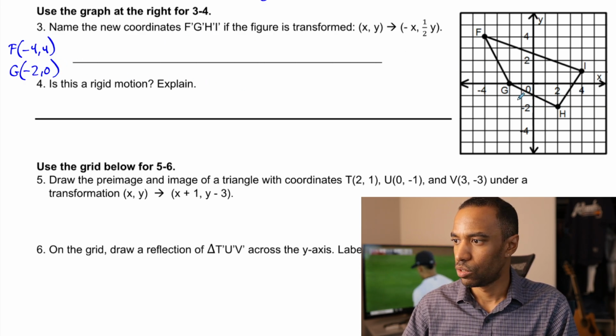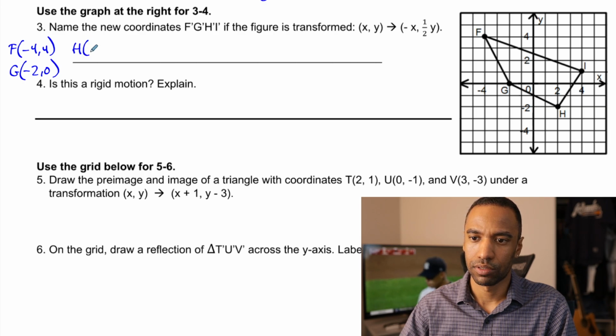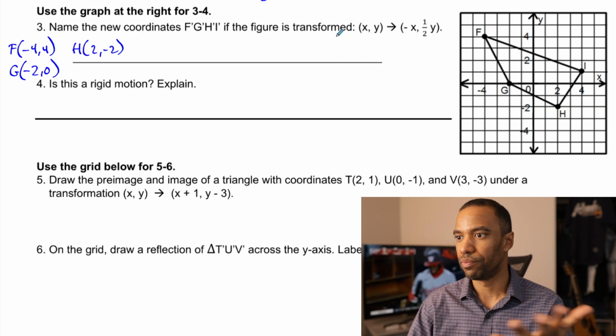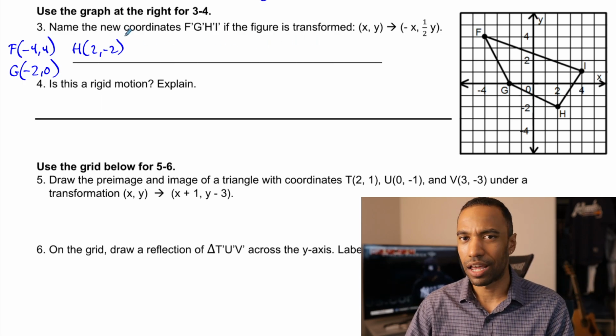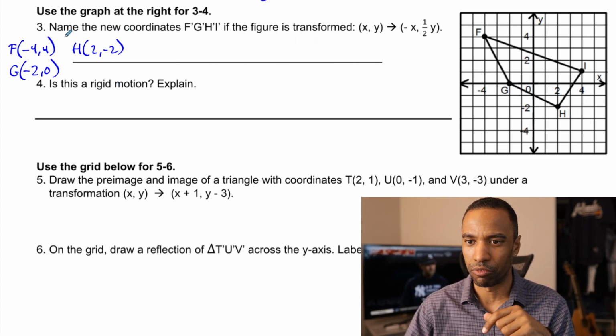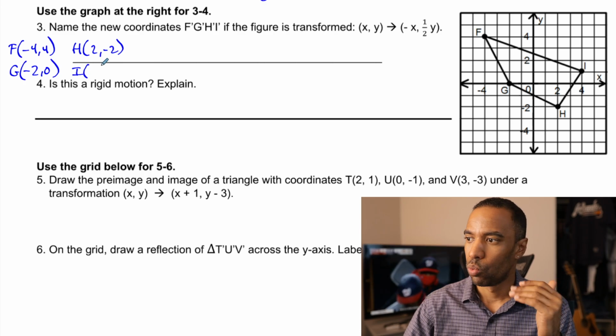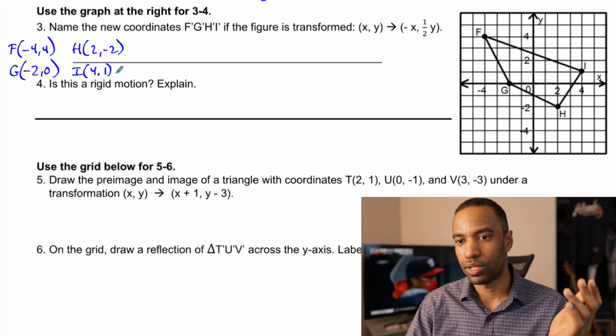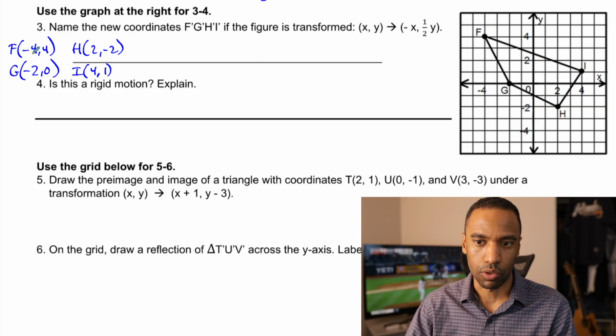H was at 2, negative 2. These are not the answers. These are the scratch work going into what I have to do, and there's not a lot of room here. I was at 4, 1. So what I'm going to do here, guys, for all these things, I'll show you with an example.